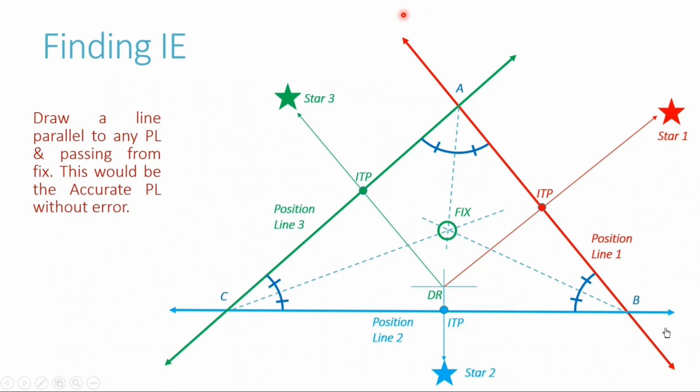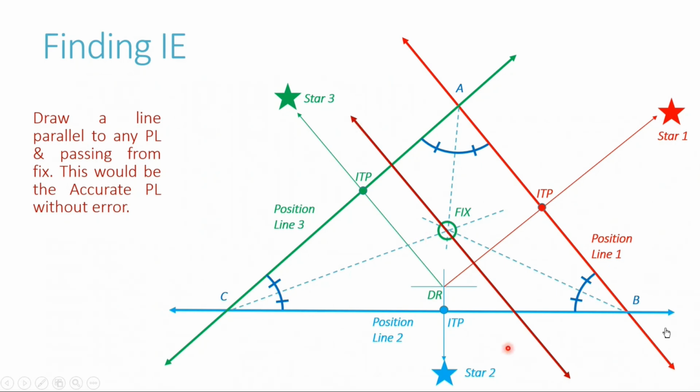Now we have to draw a line which is parallel to this PL, parallel to the red color PL, and passing from the fix. So we pick up our parallel ruler or sliding ruler or set square, whatever tool you are using, and align it with our first PL, the red color PL, shift it, transfer it to pass from the fix, and then draw a parallel line. Let's draw the parallel line in our plot. You can see the parallel line passing from the fix now.